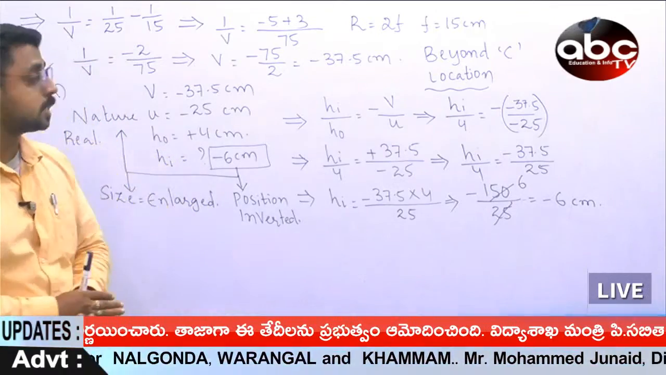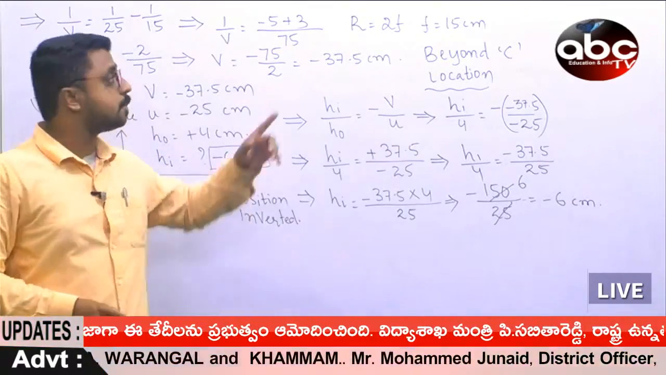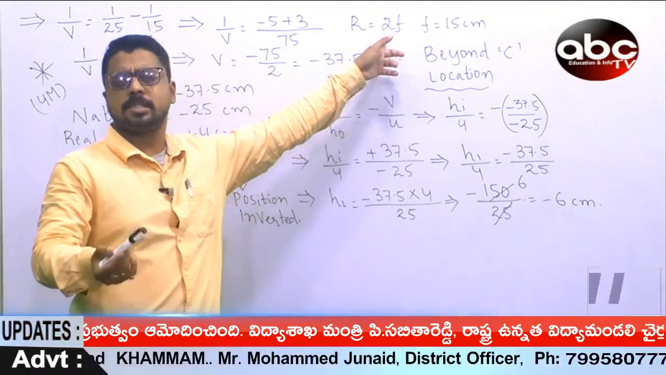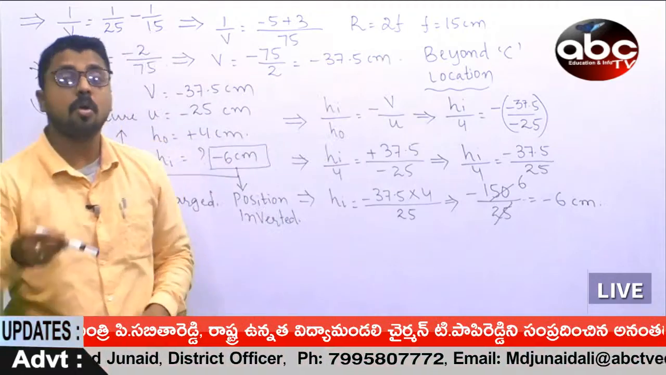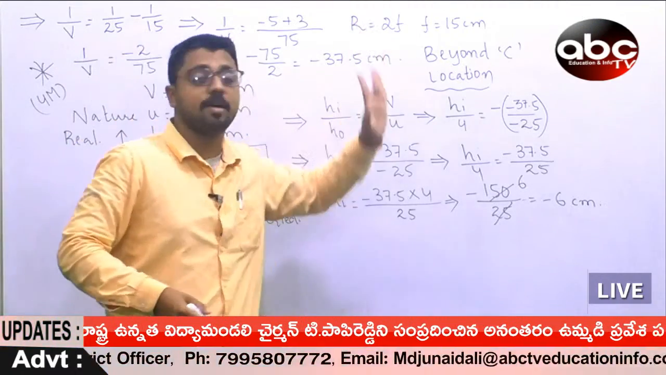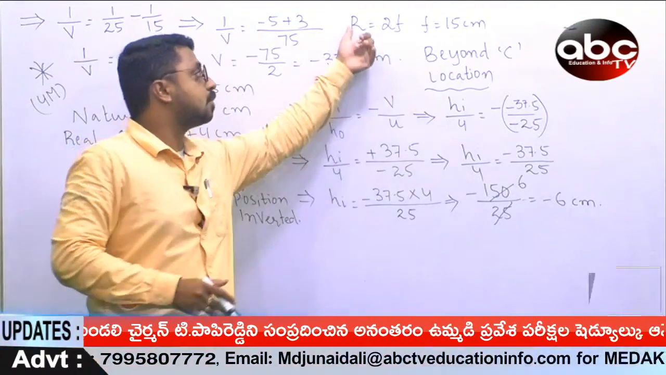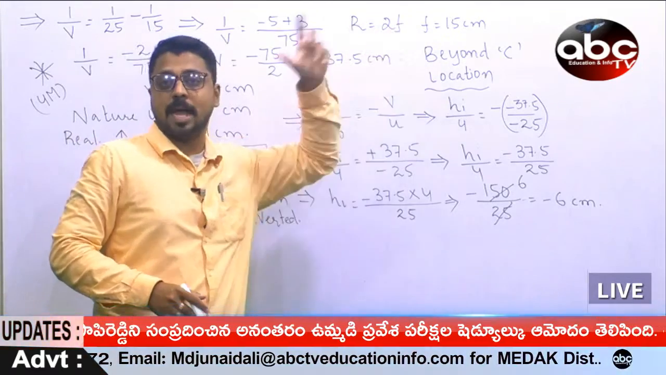Coming to the next, problems based on this may be asked for roughly half a mark, that is a bit content, or for 1 mark, not more than that, that is R is equal to 2F. The relation between radius of curvature and focal length, and that's important.